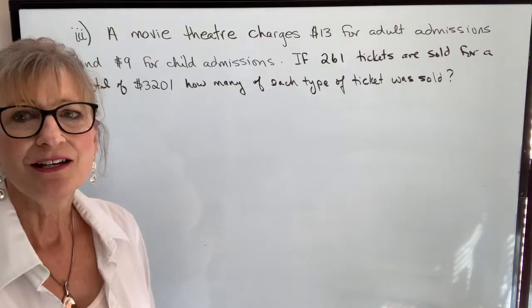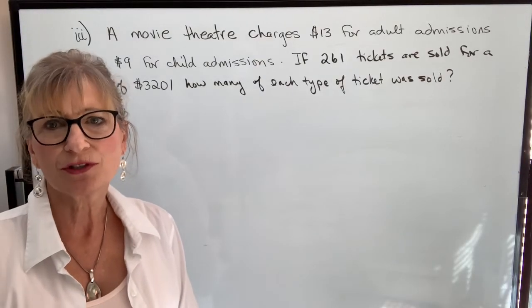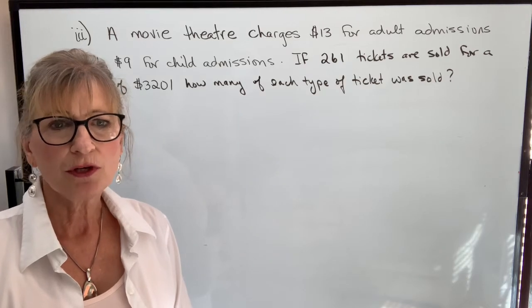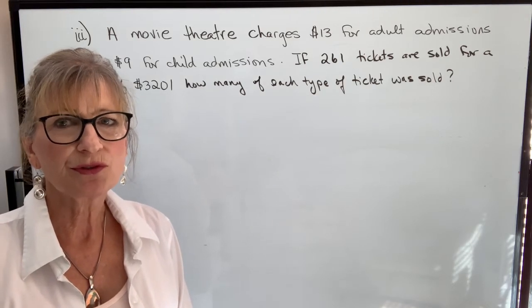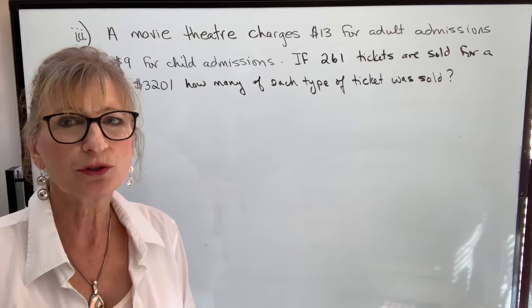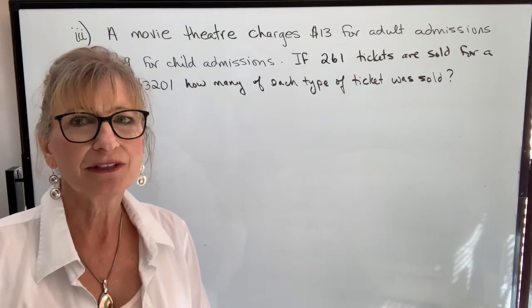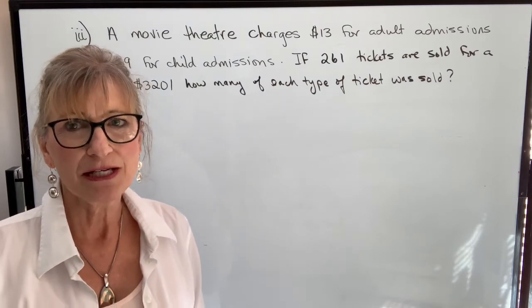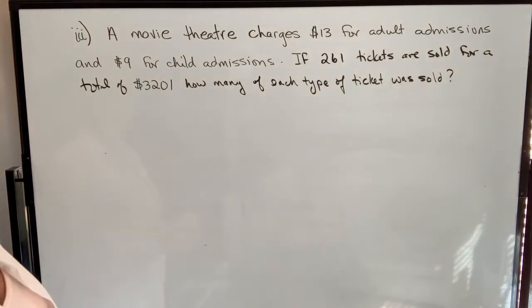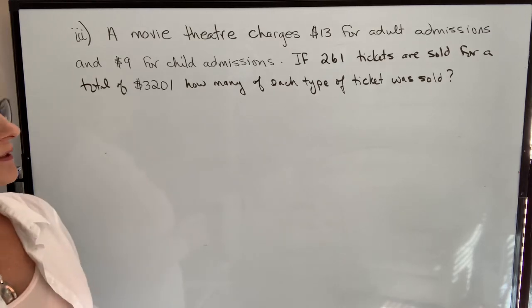Let's look at one more. Okay, this next problem is very similar to the one that we just did. I just want to do another example to reinforce what we've learned and hopefully start getting a pattern set up for you. So the question says, a movie theater charges $13 for adult admissions and $9 for child admissions. If 261 tickets are sold for a total of $3,201, how many of each type of ticket was sold?